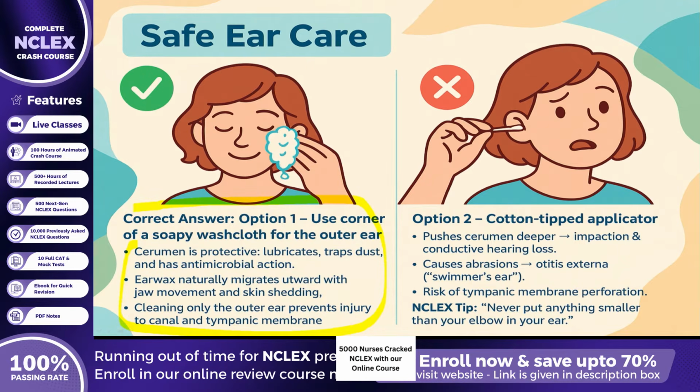Using a damp, soapy washcloth on the outer ear maintains hygiene without risking injury to delicate canal tissue or the tympanic membrane. On the other hand, option 2, which recommends cotton-tipped applicators, is not appropriate. Instead of cleaning, cotton swabs often push cerumen deeper, causing impaction and even conductive hearing loss. They can also scrape and damage the canal skin, leading to painful otitis externa, or in severe cases, puncture the tympanic membrane. That is why clients should be educated using the classic phrase, never put anything smaller than your elbow in your ear.